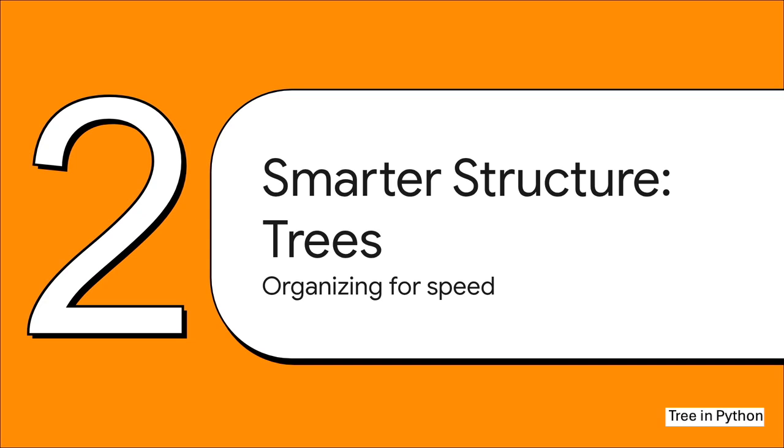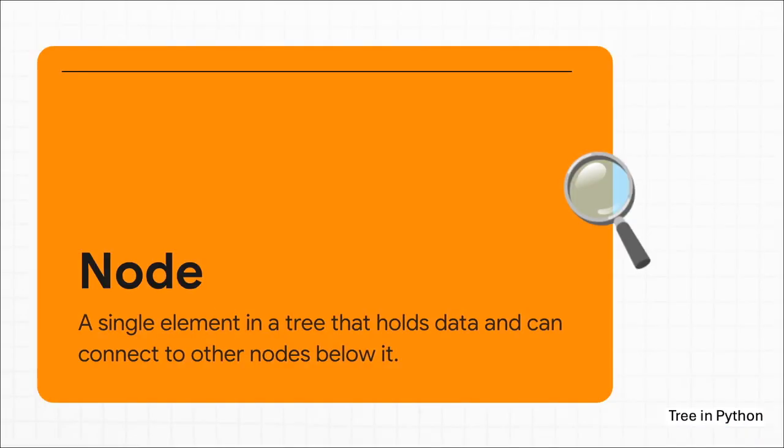What if, instead of a line, we organized our data completely differently? Let's talk about a much smarter structure: the tree. Okay, first, a quick bit of lingo. The basic building block of a tree is something called a node. You can just think of it as one of our boxes. It holds a piece of data, but here's the key difference. It can have connections, like branches, that lead to other nodes below it.